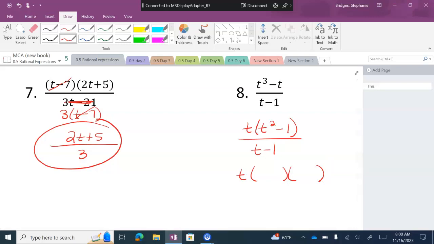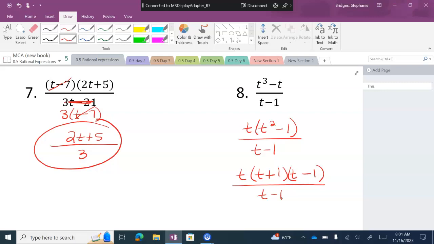What's the square root of t squared? T, so that goes in the front. And then we take the square root of the last term. What's the square root of 1? 1. And then what about my signs? What do I put? 1 of each. Yep, 1 plus, 1 minus. Is that completely factored?